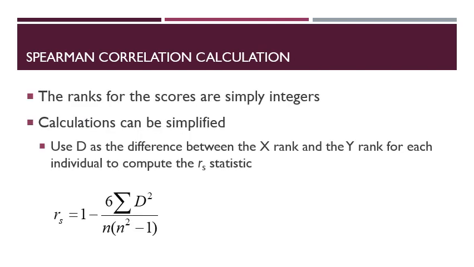All right, the ranks for scores in a Spearman are simply integers. Basically, you're going to rank the X column of scores, you're going to rank the Y column of scores, and you're going to find a difference column. And then you're going to use the equation below to find the Spearman correlation using that D, or the difference, the summation of the D squared column. We'll be doing an example soon.